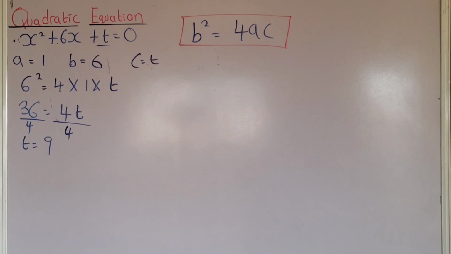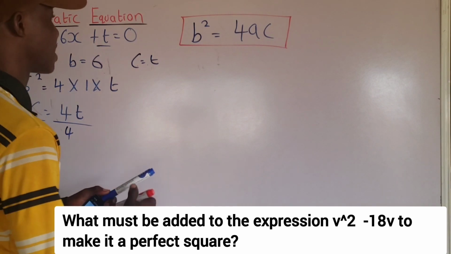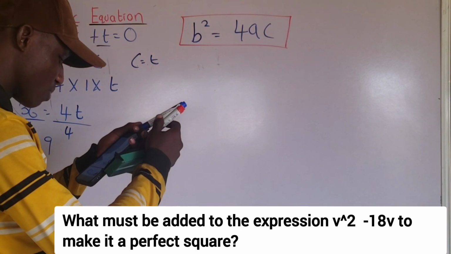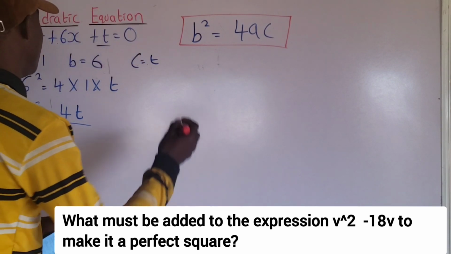Okay, let's take one more example. Now write this down. What must be added to the expression v squared minus 18v to make it a perfect square?